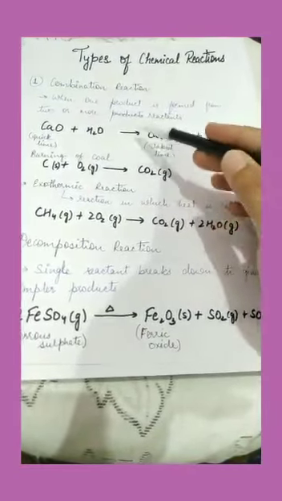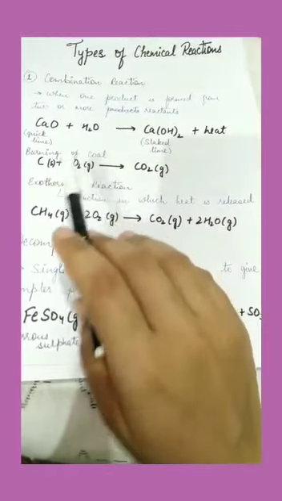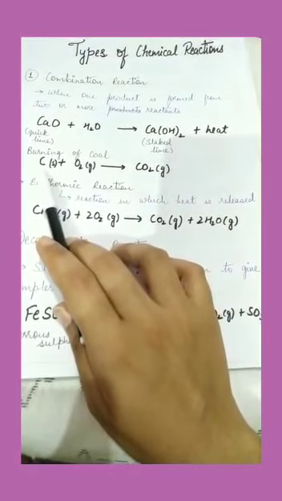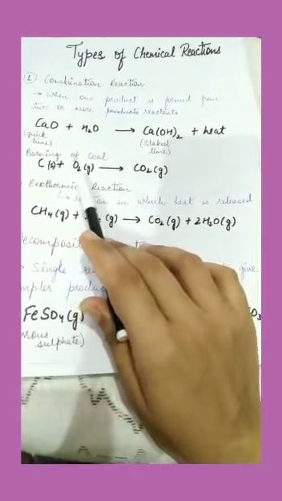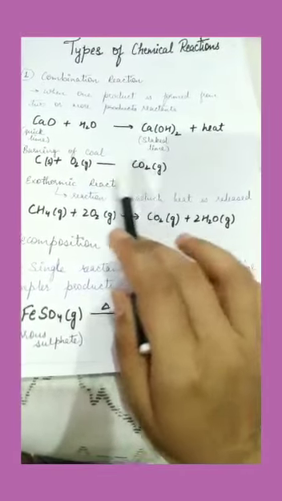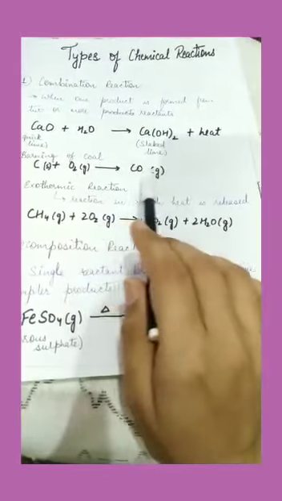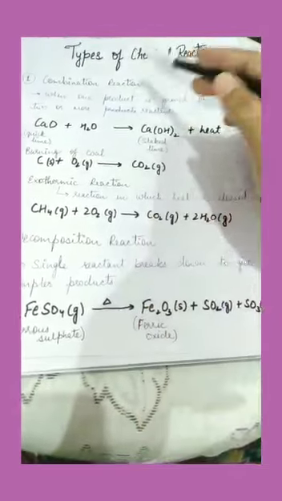Now one more example is burning of coal. When we burn coal, that is carbon in presence of oxygen, what happens? Carbon dioxide is formed. Now from the two reactants, one product is formed, so it is called combination reaction.